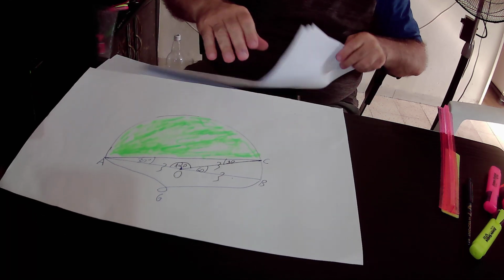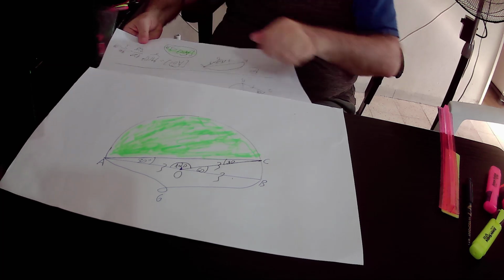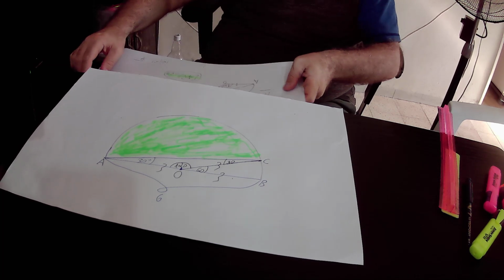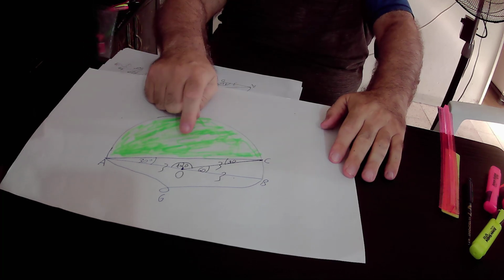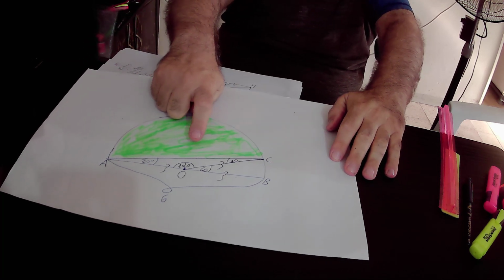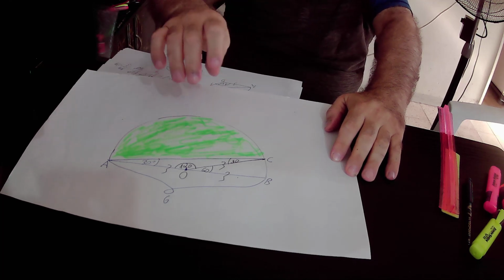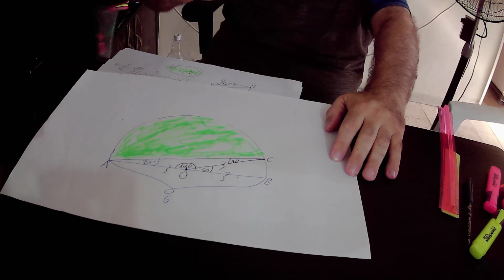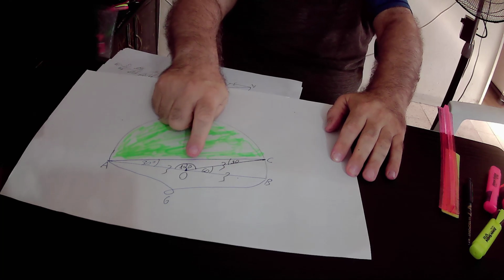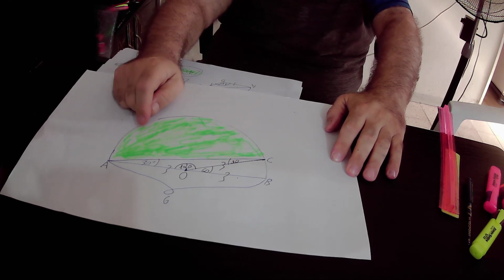So in the domain we have a semicircle. We know that AB equals 6 units. AB is the diameter of the semicircle, equal to 6 units. Angle BAC equals 30 degrees, and our mission is to find out the area of this green shape. So we define the center of this semicircle as O.